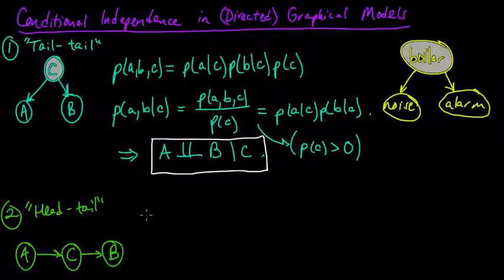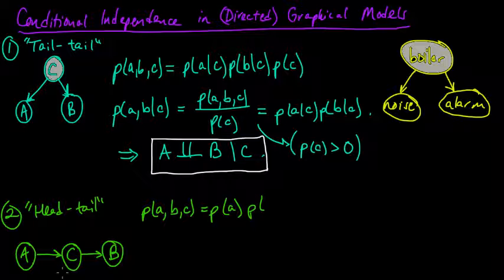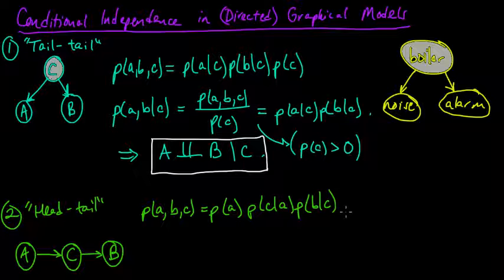So what happens now? Well, let's write down what this means. This means that the distribution on A, B, and C can be written as the probability of A times the probability of C given A times the probability of B given C. That's what that means. And now let's think about what happens if we condition on C.